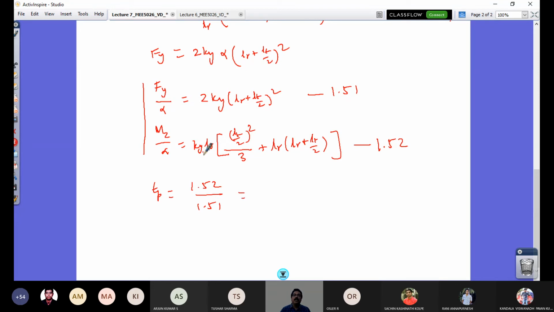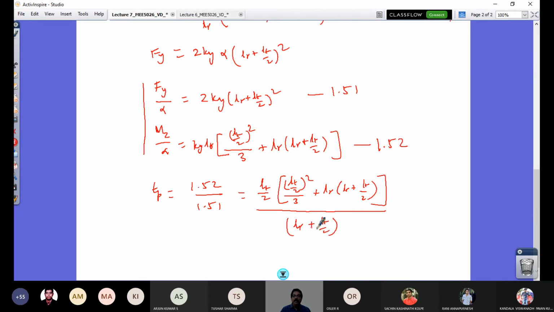So in this you see Ky is there, here Ky is there. So Ky goes off. It is simply given by the geometry aspect itself. So it is going to be LT by 2 whole square by 3 plus LR into LR plus LT by 2. This derivation is going to give you a very interesting result. We can interpret the advantage of these equations. So when I divide one by the other, this is what happens. So this is my pneumatic tread. So I have got my pneumatic tread expression as well.